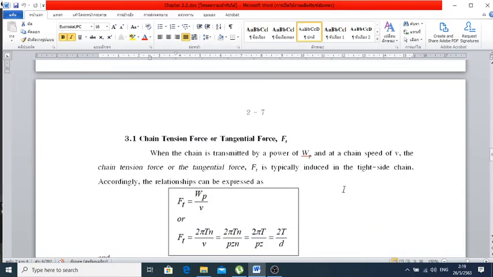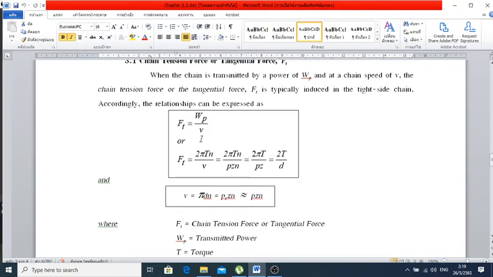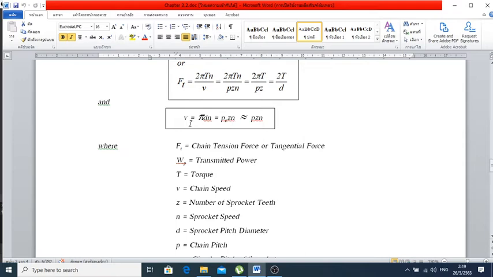And then the chain tension force, F sub T. F sub T again, like in chapter one when we talked about belt design, F sub T is equal to W sub P over V. The W sub P can be 2 pi T times N, whereas the V term is going to be equal to pi T times N respectively.